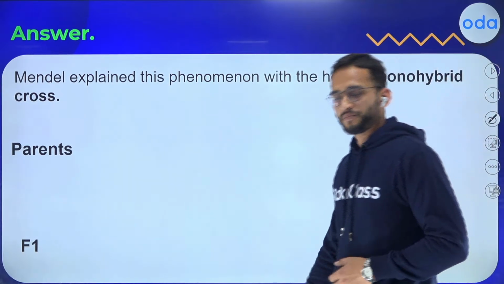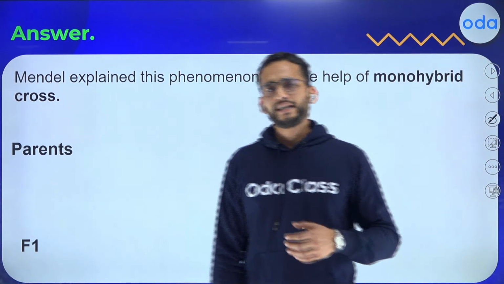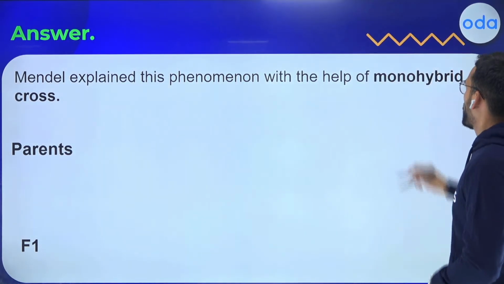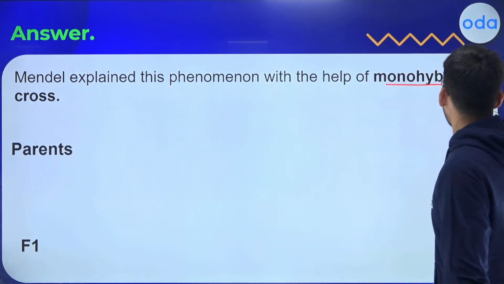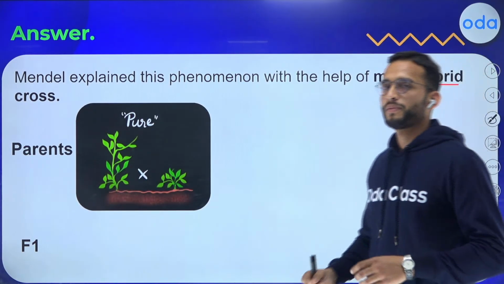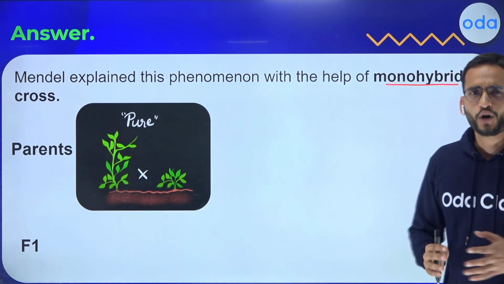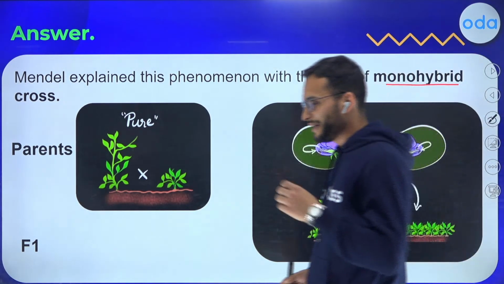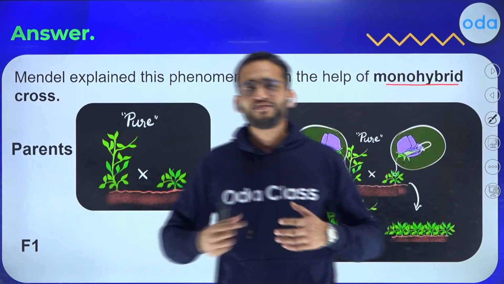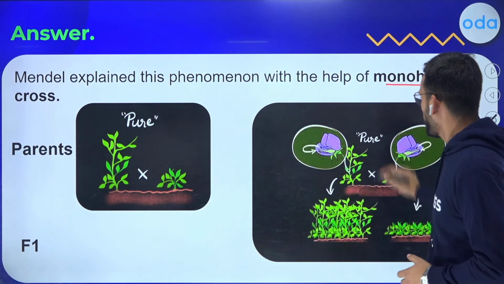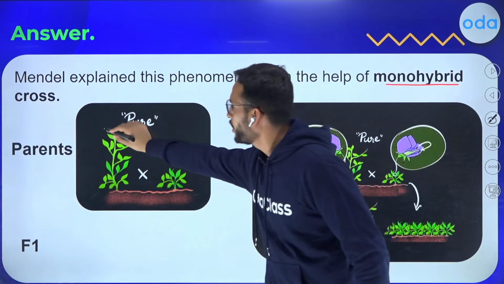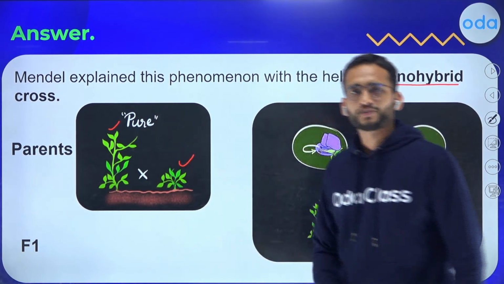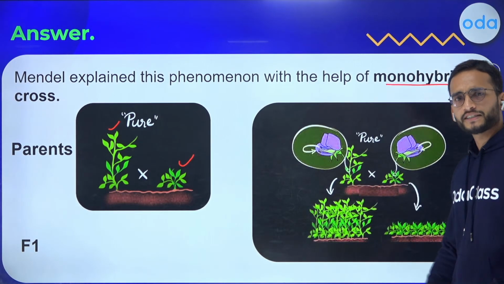Mendel explained this concept with the help of a monohybrid cross. With the help of the monohybrid cross, he took pure plants. So what are these pure plants? Pure plants were generated by Mendel by self-pollinating these plants. He took pure tall plants as parents and pure dwarf plants as parents. So how can we generate these types of plants?